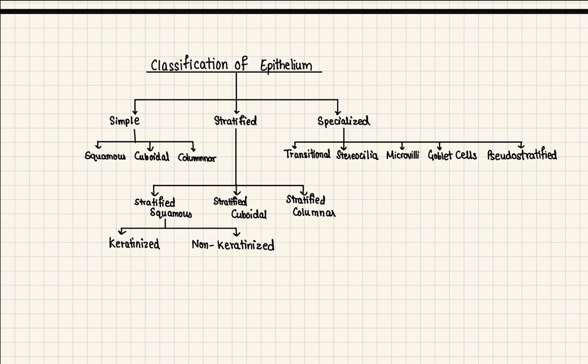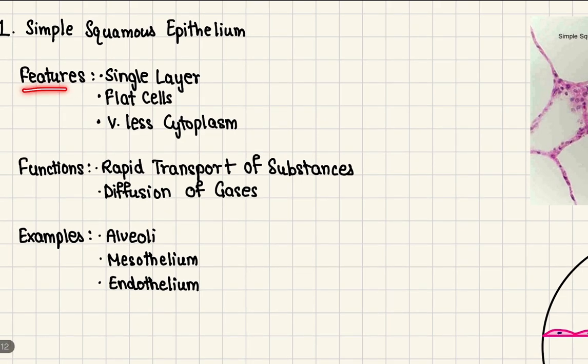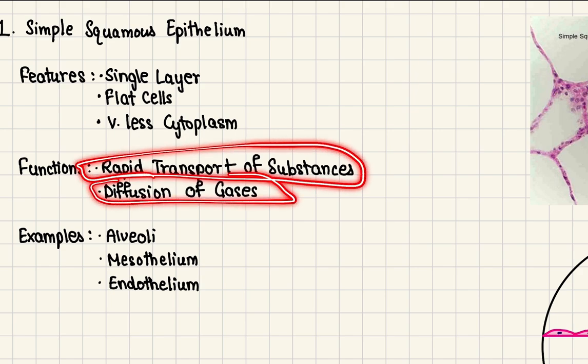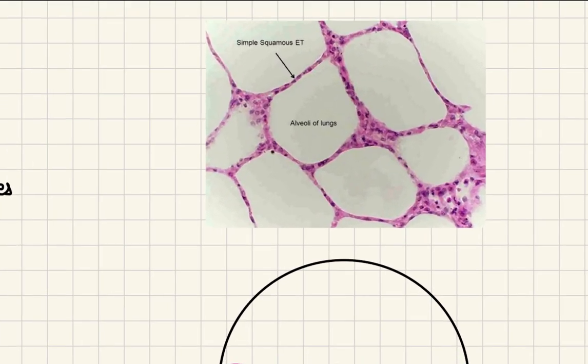Anyways, moving on to simple squamous epithelium. So the basic feature that we see here is that it is single layered, because since it is simple, it will be a single layer of cells. They are flat cells with very little cytoplasm, and the nucleus is also slightly flattened and protruding from the cell. Then the functions of this thin layer of squamous epithelium are basically transport of substances and diffusion of gases. Since it is transport of substances and diffusion of gases, you can find them in alveoli, mesothelium, and endothelium. Now endothelium is the lining of the blood vessels.